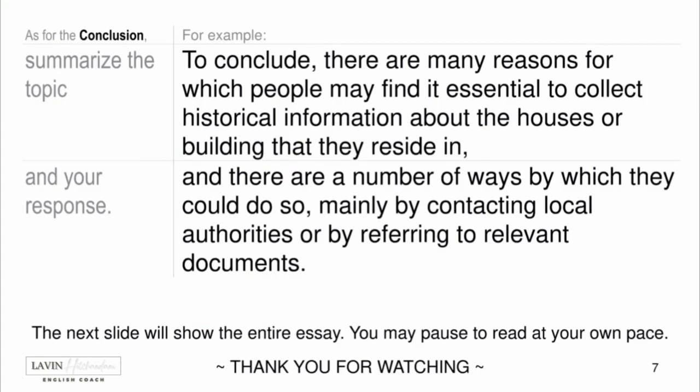As for the conclusion, summarize the topic and your response. For example, to conclude, there are many reasons for which people may find it essential to collect historical information about the houses or the buildings that they reside in. And there are a number of ways by which they could do so, mainly by contacting local authorities or by referring to relevant documents.